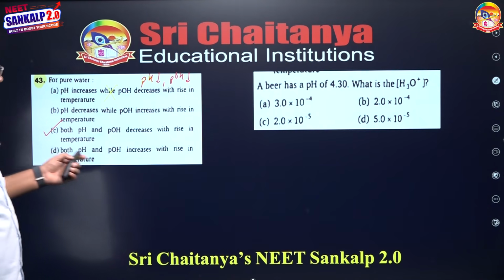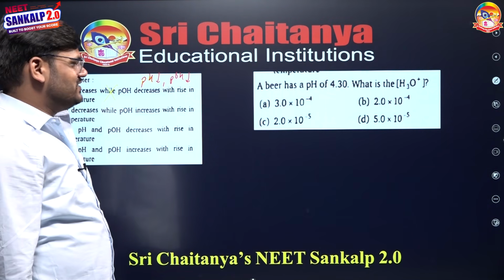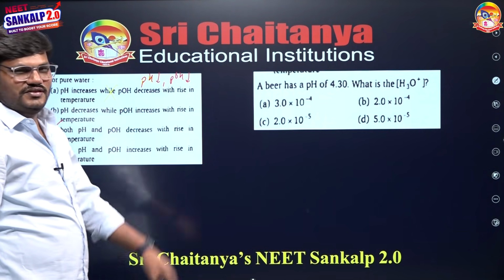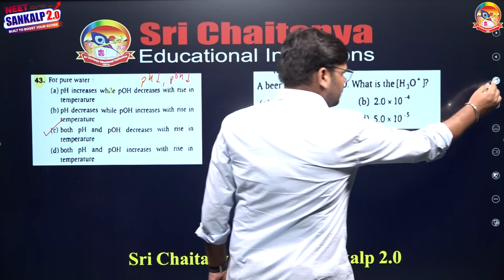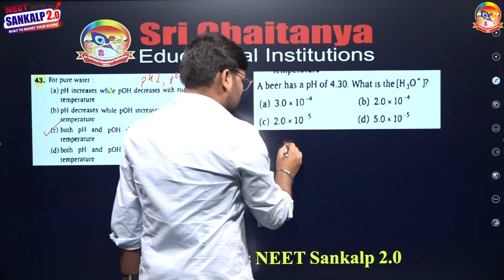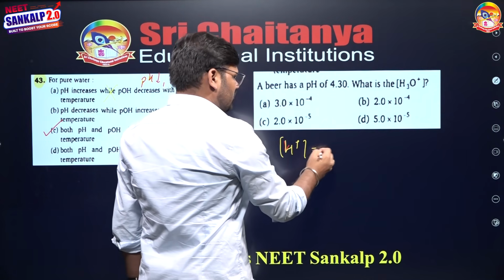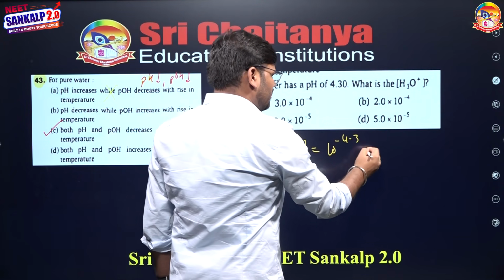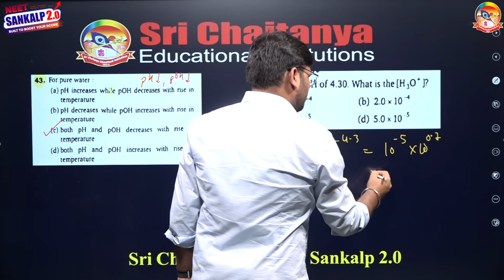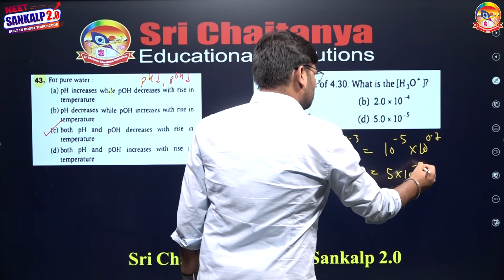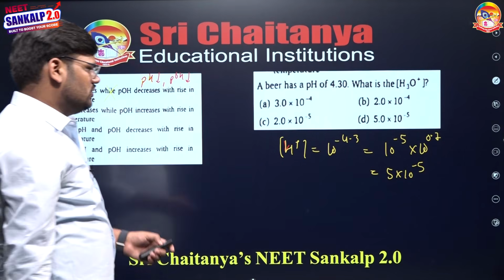Very good. A beer has a pH of this. What is the simple question? So H plus will be 10 raised to minus 4.3, similar to the previous one, 10 raised to minus 0.7, that is 5 into 10 raised to minus 5. Okay, simple question.